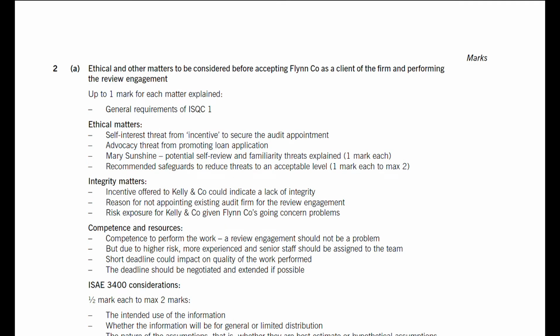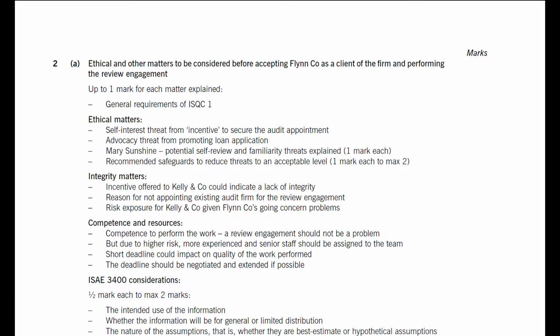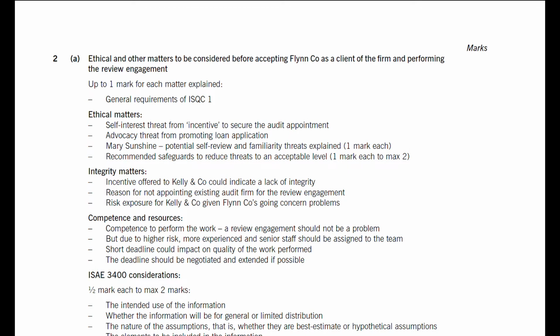Question 2. Ethical and other matters to be considered before accepting Flynn Co. as a client of the firm and performing the review engagement. We have general requirements. Ethical matters: self-interest threat from incentive to secure the audit appointment.